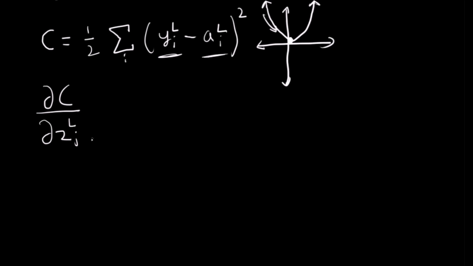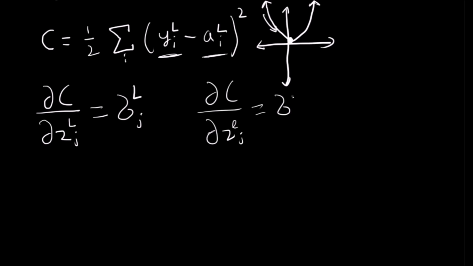So we're going to define this quantity, this partial derivative, as delta j capital L, right? And more generally, we're going to say that the way the cost function changes based on the way that the inputs in layer L change are going to be the delta values, lowercase delta values, for this specific layer and the specific neuron.